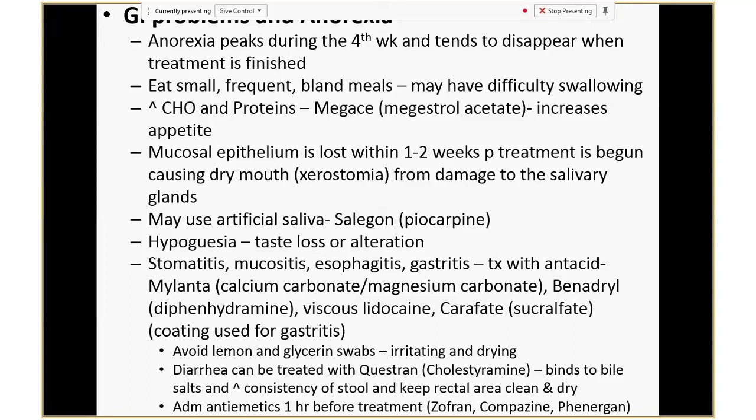We're going to avoid lemon and glycerin swabs. If your patient is complaining of dryness in their mouth, please do not give them any type of flavored or glycerin swabs during their treatment if they are there for cancer.